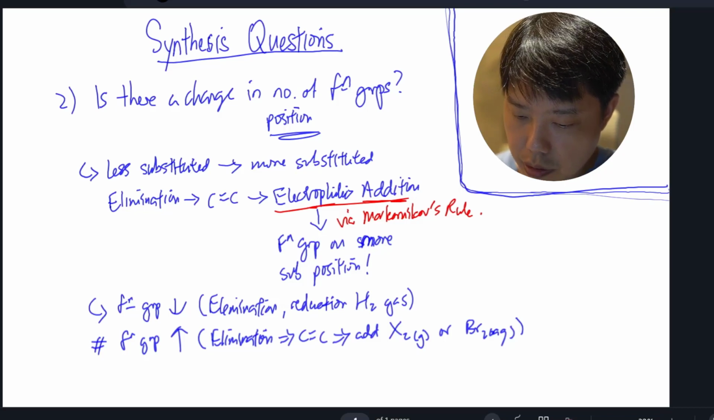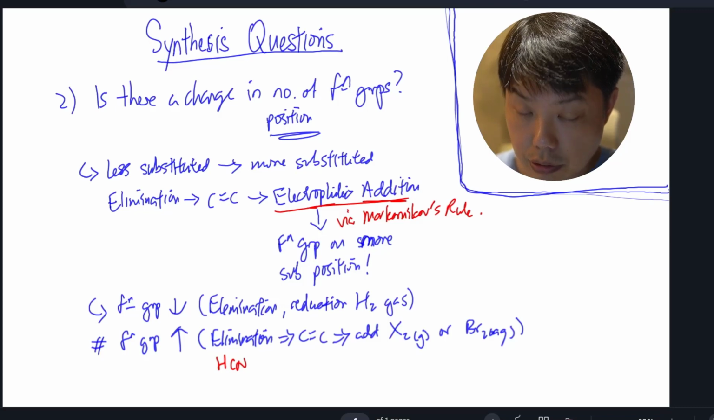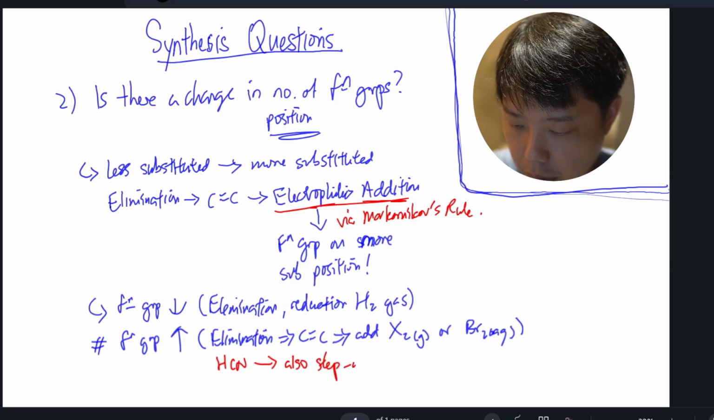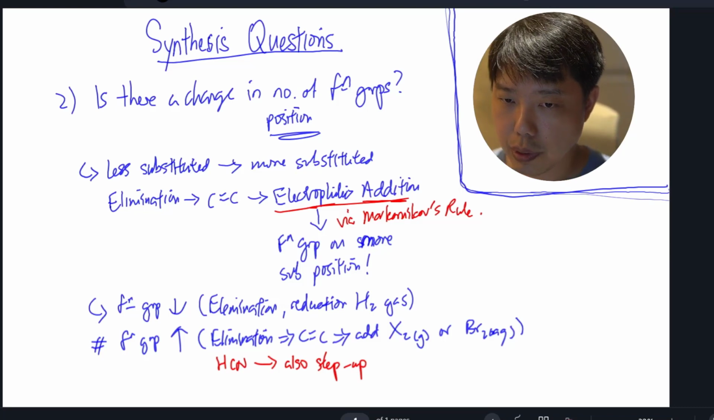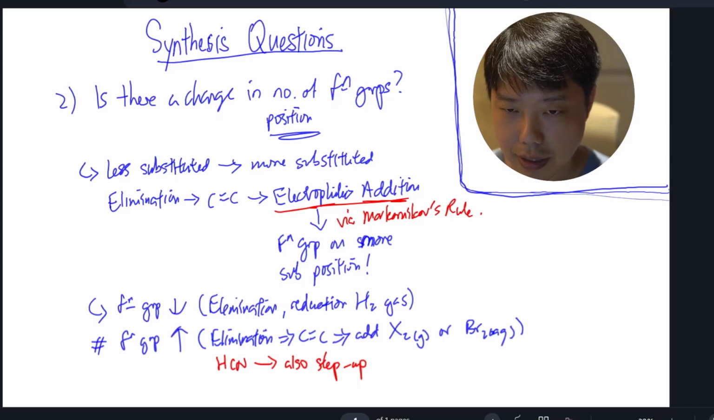Okay, so you can use this to get an increase in functional group, or the other way is you can use the HCN method, which we have talked about during the step up question earlier. So you can use this method to get hydroxyl nitrile, two functional groups, an increase of one. But this method will actually entail also a step up. So if you want to increase the number of functional group, but you don't want to step up, you don't want to increase the number of carbon in the carbon chain, then you shouldn't involve this HCN.